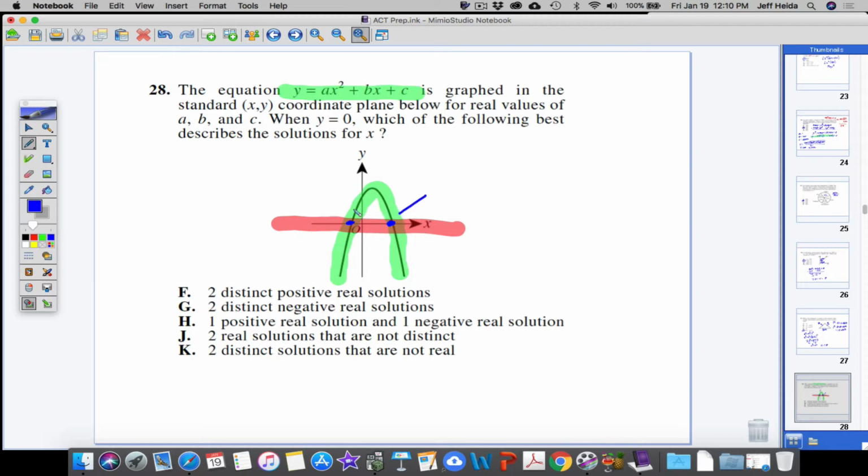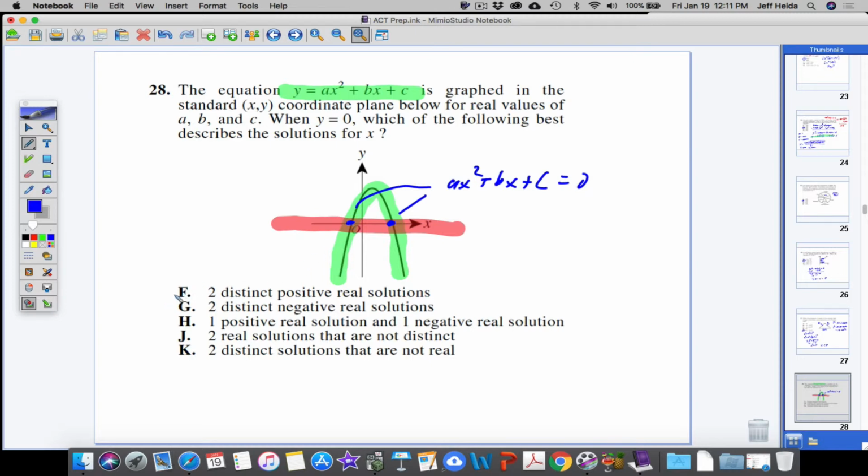So at both of these points, ax squared plus bx plus c is equal to 0. That's what this question is asking. When y is 0, what best describes it? So there are 2 distinct positive real solutions. x is positive here, x is negative here.